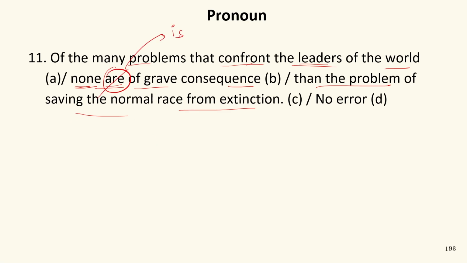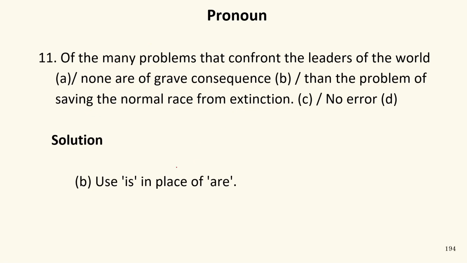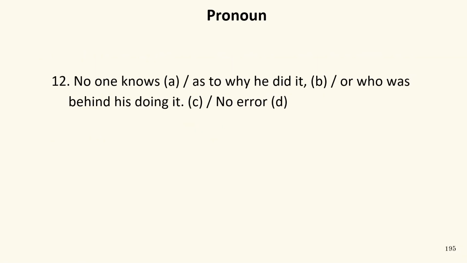One more thing, we have already read that none can be followed by plural noun, plural verb as well. But that is in that case when we are talking about countable nouns or plural nouns. Now, your noun is used for problem, and problem is anything that is uncountable. So, it should be none is of grave consequence. So, here the correct word should be is in place of are. So, the error is in part B. B part contains the error.